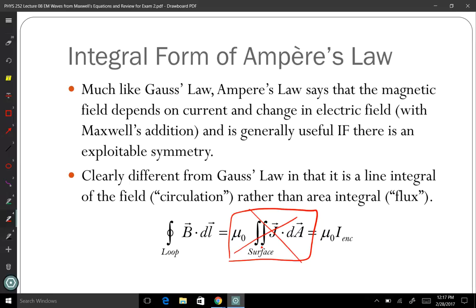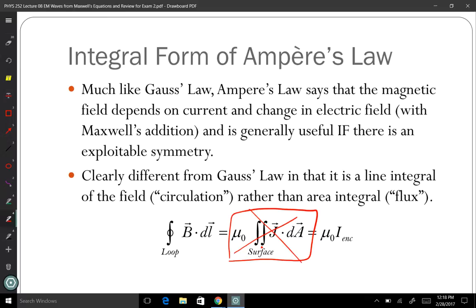This is useful to us when we have a nice exploitable symmetry, such as having a long straight wire. If we don't have a symmetry where we can make a loop where on each side either B is constant and the angle between dl and B is constant, or they're perpendicular, then it's not going to be easy for us to use. So we restrict using Ampere's law to situations where we have those easy geometries.